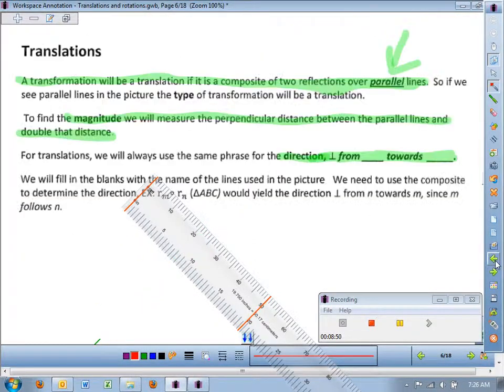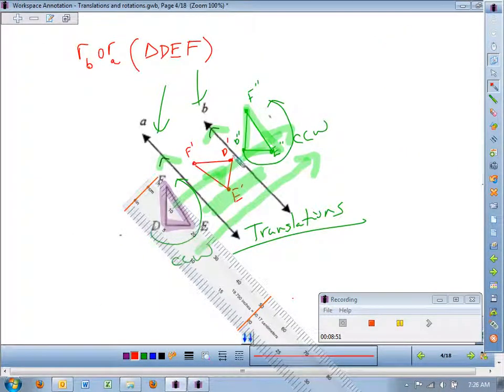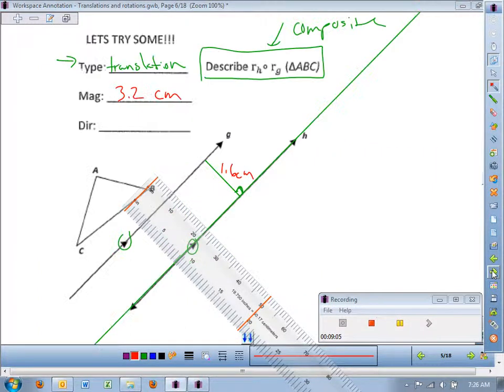Why are we doubling that distance again? Remember, we did 2 reflections. Purple reflected to red, red reflected to green. That thing moved twice the distance. So if this was 1.6 centimeters, it moved 1.6, then it moved another 1.6. That's why we have to double that distance.